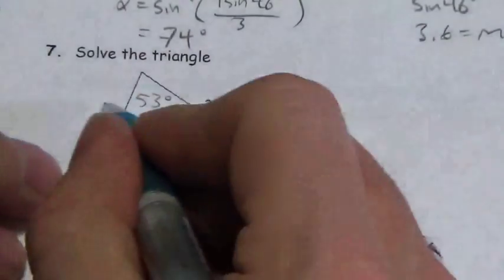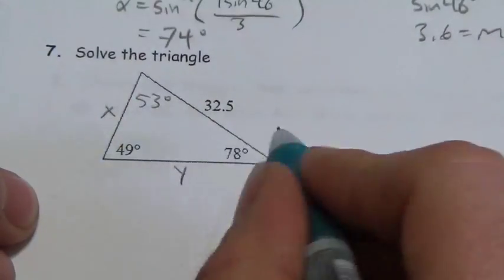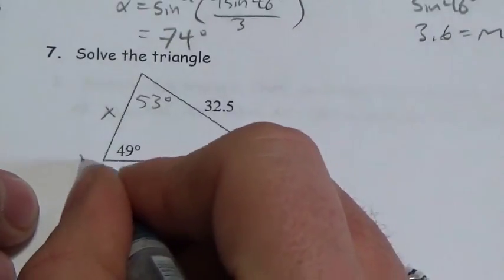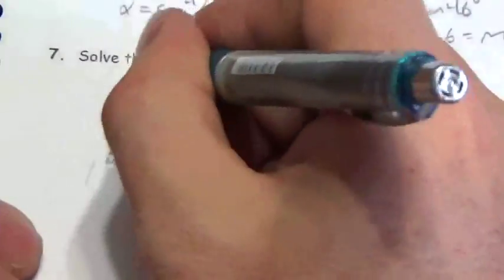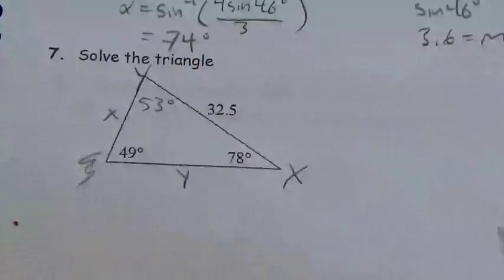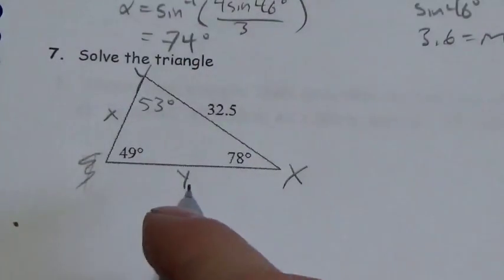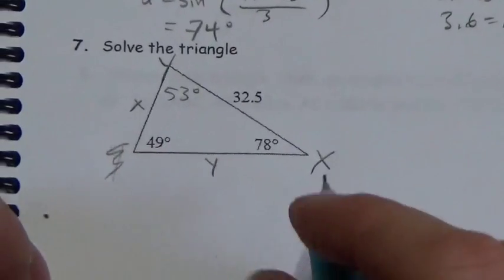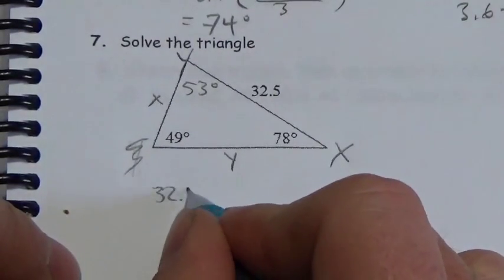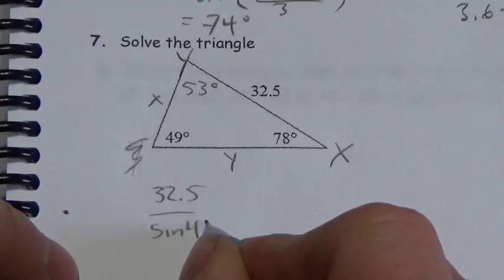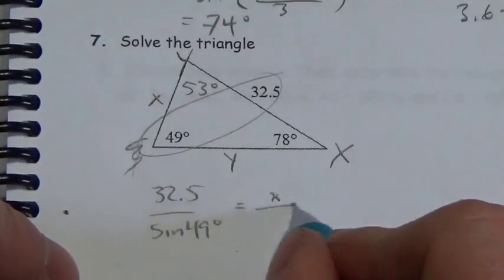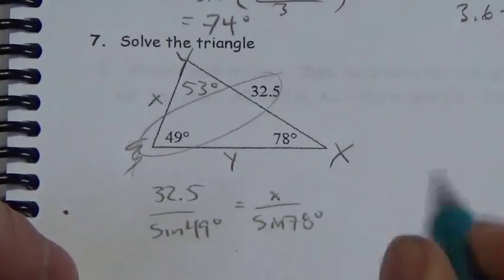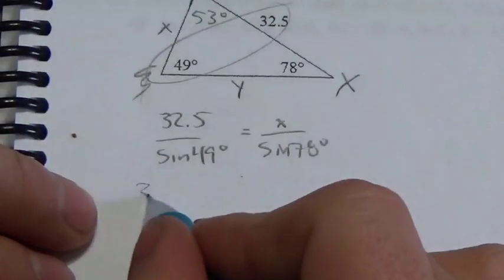So just for argument's sake, let's call this x, let's call this y here. So that's going to make this angle x, that'll make this angle, whoops, angle y. Sorry, that's not true at all. That's going to make that y right there. Ignore that. So let's solve for side x first. So 32.5 over the sine of 49 degrees, because I've got that angle-side pair, is going to equal little x over the sine of 78 degrees. We are going to cross multiply.